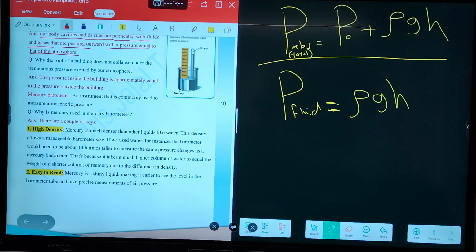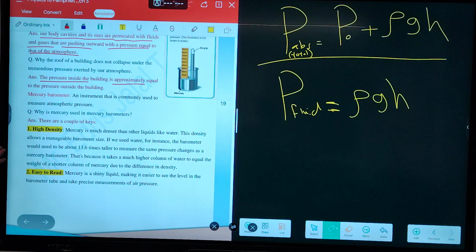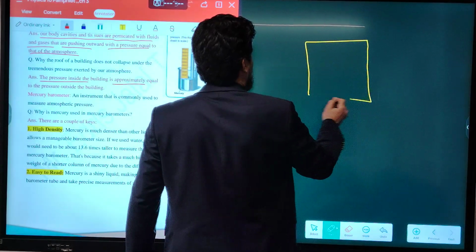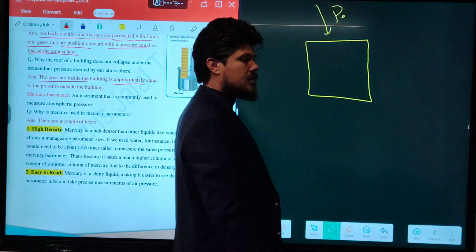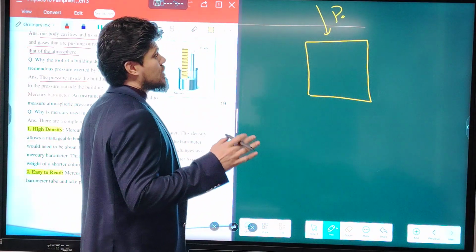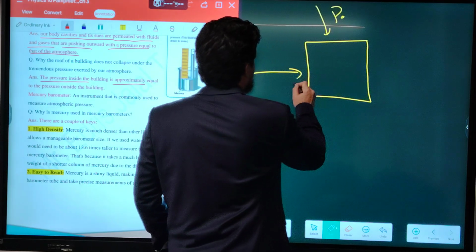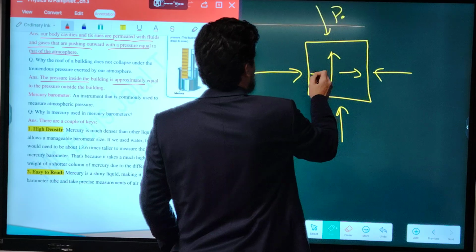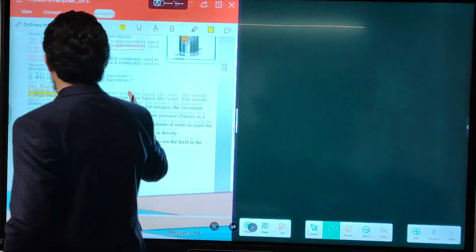Why does the roof of a building not collapse under the tremendous pressure exerted by our atmosphere? Because the pressure inside the building is approximately equal to the pressure outside the building. For example, if you have a building like this, this is the atmospheric pressure, 100,000 Newton per 1 square meter. Why does this building not collapse? Because this pressure acts in all directions, so the building does not collapse.